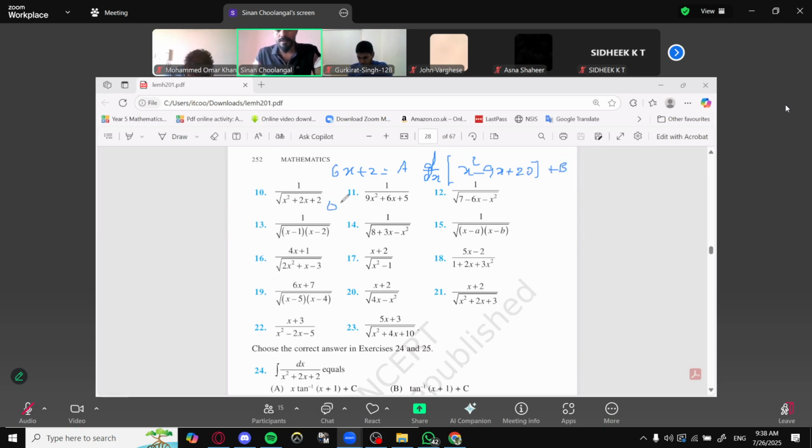Now differentiate. Sorry, 6x plus 7, right? 6x plus 7 equals a times, differentiating, x square gives 2x, 9x gives 9, plus b. Take it as equation number 1. Equating coefficient of x, left hand side we get 6, right hand side we get 2a, which leads to a value equal to 3.